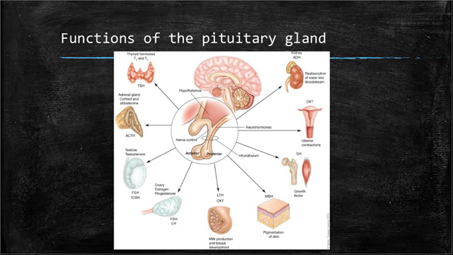Adrenocorticotropic hormone, often abbreviated ACTH, stimulates the adrenal glands to produce corticosteroids, and we'll talk more about the adrenal glands later. Prolactin stimulates the mammary glands to produce milk, and growth hormone stimulates cells to increase in number as well as size. Next, let's focus on the posterior lobe hormones.